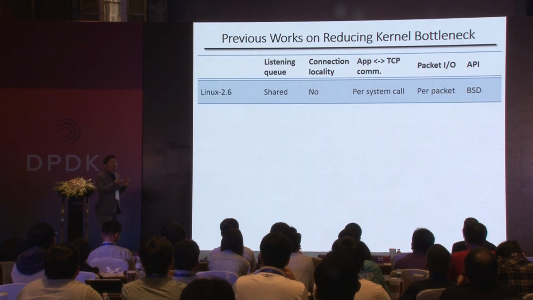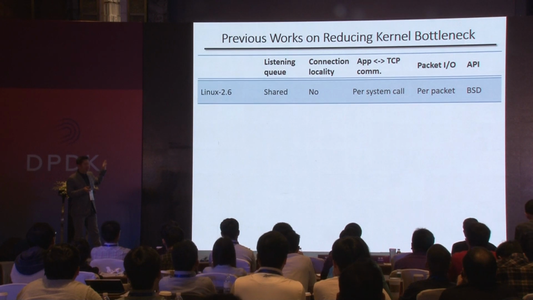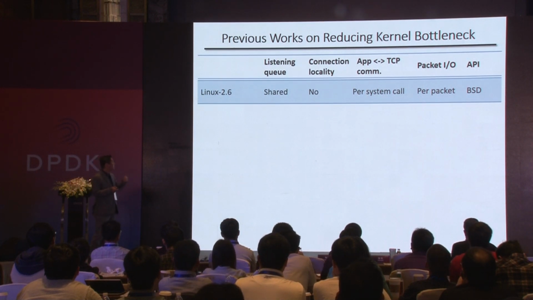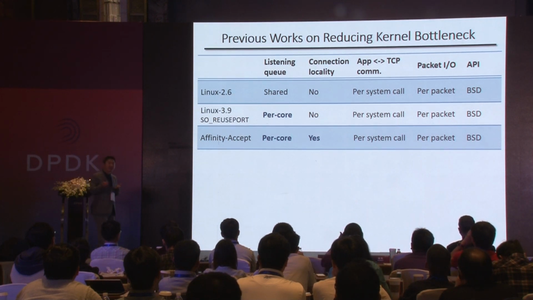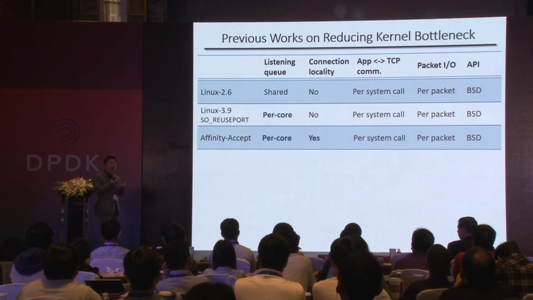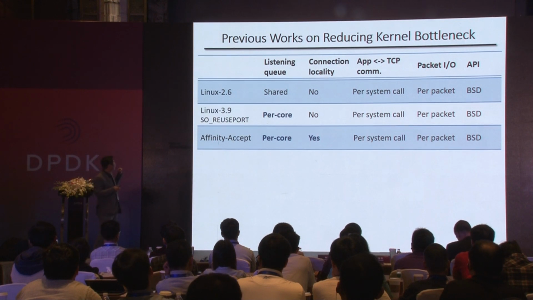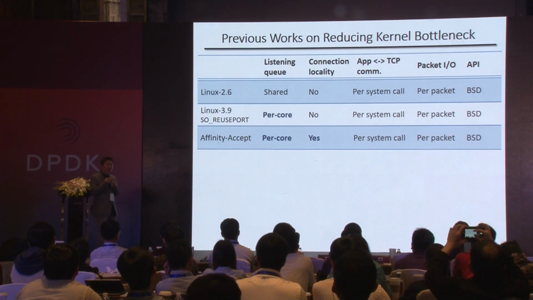So there are actually multiple works to improve the performance of the kernel bottleneck. Linux 2.6 is an old kernel that does not provide any solutions to these problems. But Linux 3.9 introduced a nice feature called SO_REUSEPORT. You can have a per-core listening queue, so you don't have to share this listening queue across multiple threads. That's a good thing. Another work, Affinity-Accept, improves on connection locality. You try to match the interrupt core and the application core at the same time.